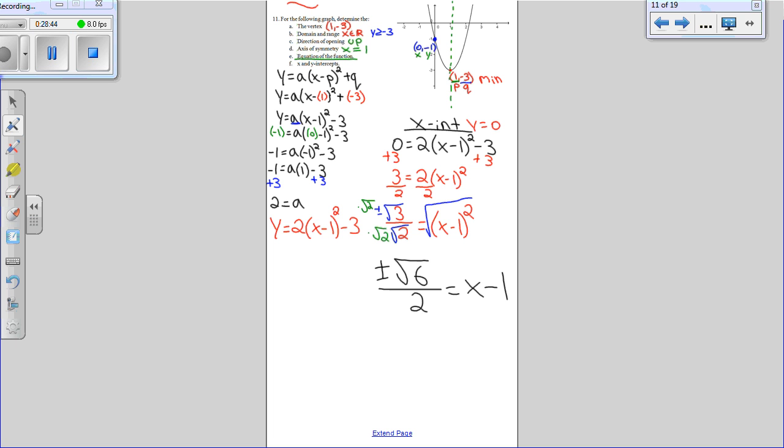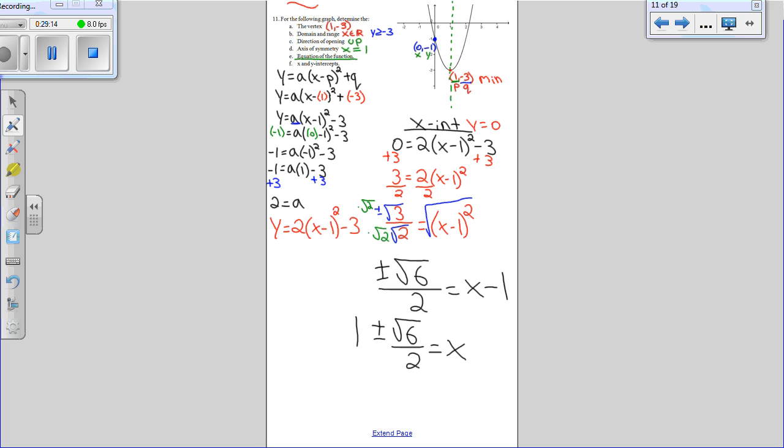We're then going to move the 1 over. So I have 1 plus or minus root 6 over 2 equals x. That's a funny way to write it. Why couldn't I have just written it as one big fraction right away? Why couldn't I have written it like this: 1 plus or minus root 6 over 2? Why couldn't I have done that?